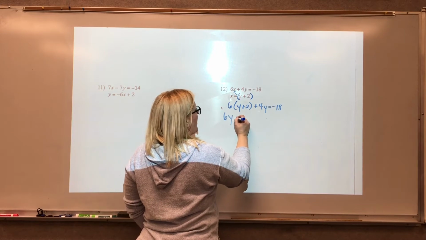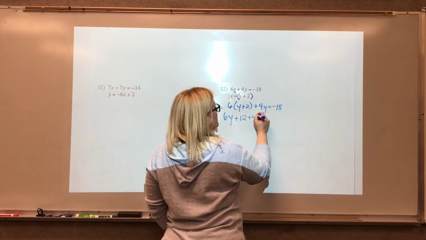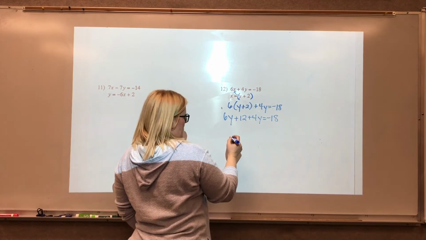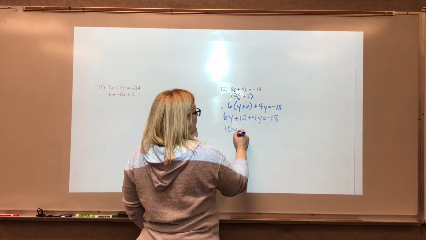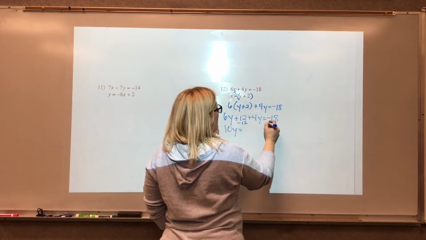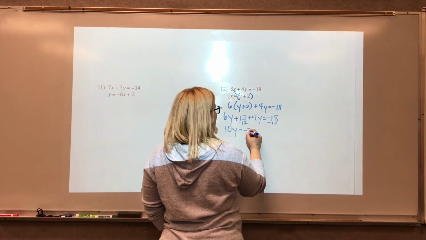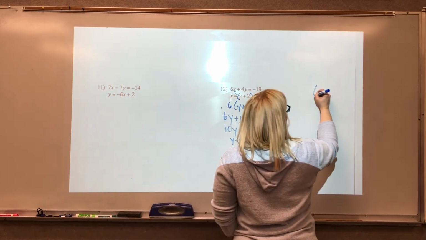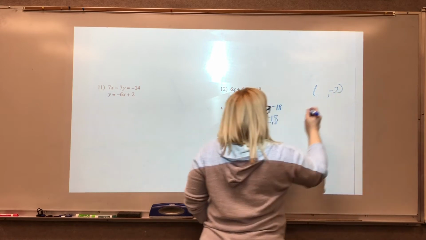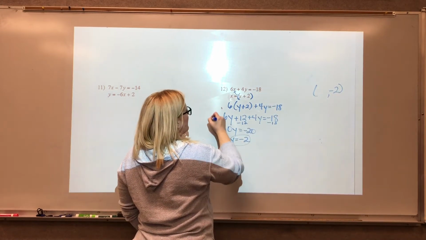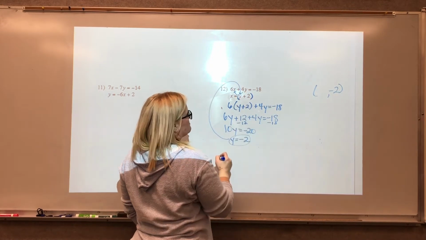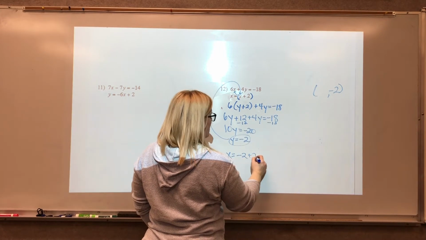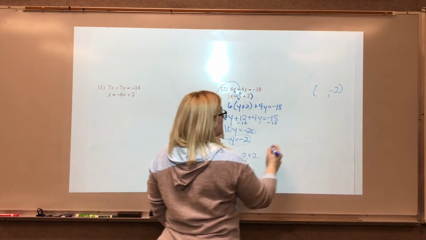Distributing, I have 6y plus 12 plus 4y equals negative 18. So this is going to be 10y equals, if I subtract 12 from both sides, I have negative 20. So y equals negative 2. I'm going to take that and plug that back in, right there. So now I have x equals negative 2 plus 2, which is just 0.